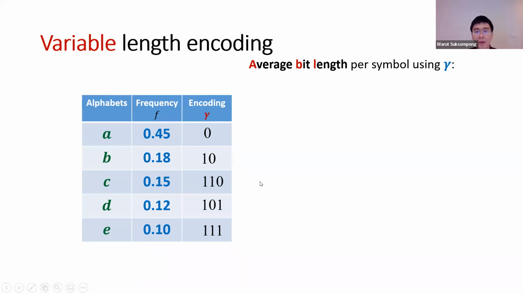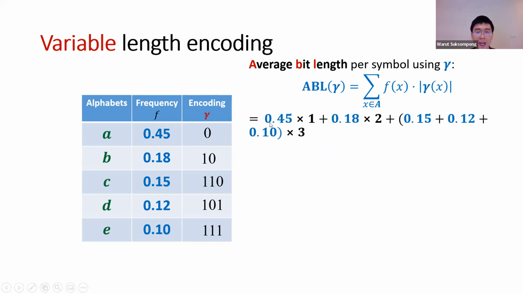And then the quantity that you want to try to optimize in choosing this encoding is the average bit length using this encoding. So what's that defined as? You might think it should be defined as the sum over the letters x in the alphabet of the frequency of x, f(x), times how many bits you're using for this letter x, that's gamma of x.